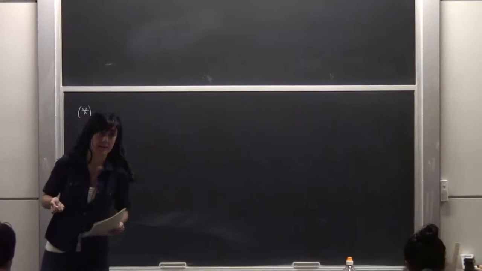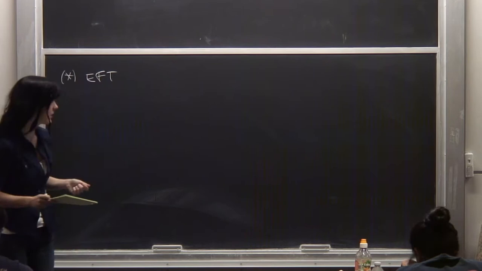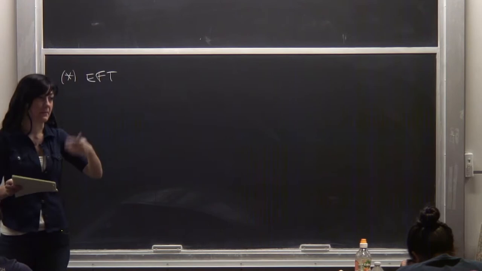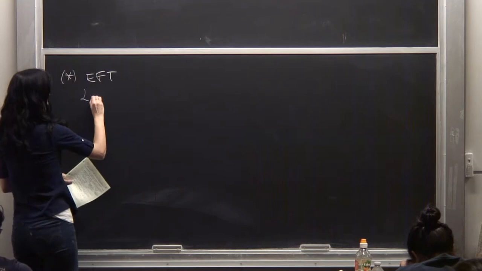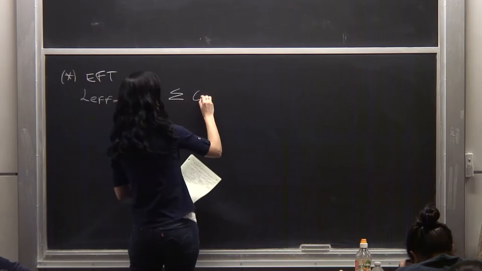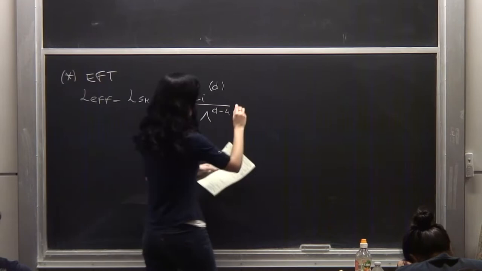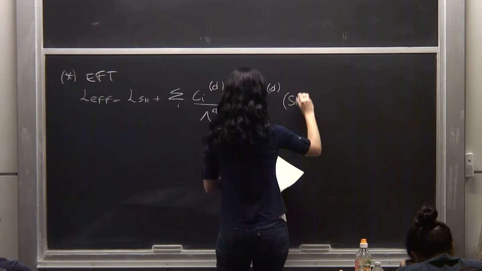You have already learned quite a bit on effective field theories during this summer school. But now what we would like to do is to focus on those operators that are allowed by the standard model gauge symmetries that are introducing some additional flavor structure. As we have learned, what we can write down is an effective field theory where we are summing over the standard model Lagrangian plus some tower of operators. So we can write down some dimension D operator suppressed by some new physics scale lambda, containing only standard model fields.